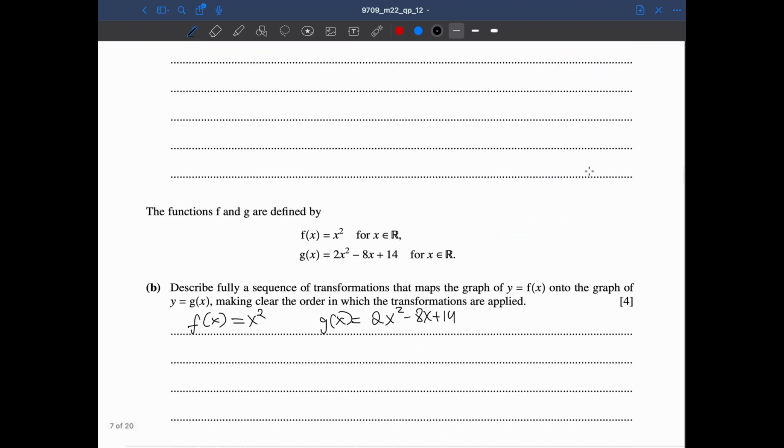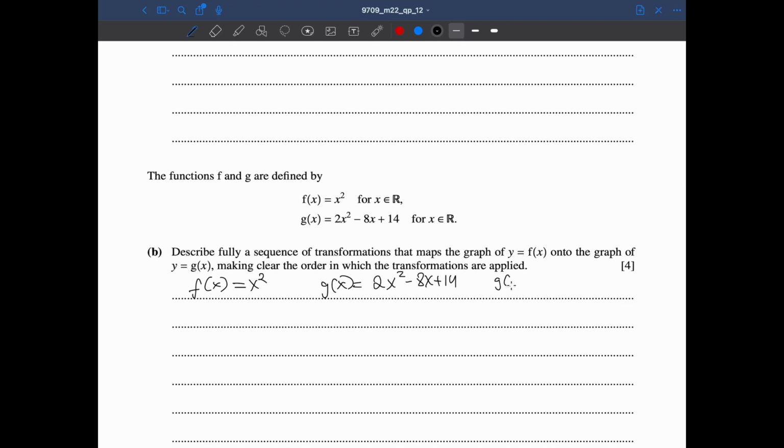So basically g of x is what we have here. So g of x equals 2 multiplied by (x minus 2) squared plus 3. That's basically our g of x. And now we need to map f of x into g of x. So what is the first thing that we can notice?